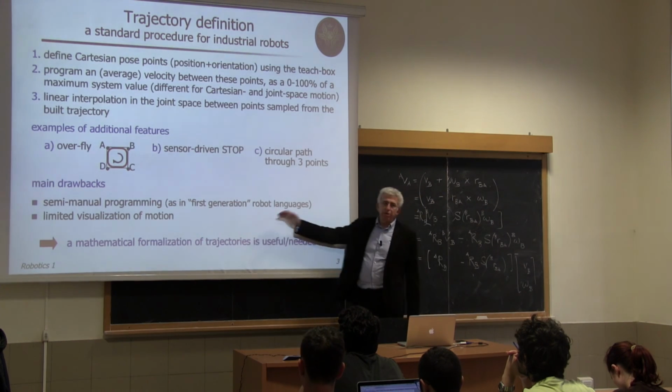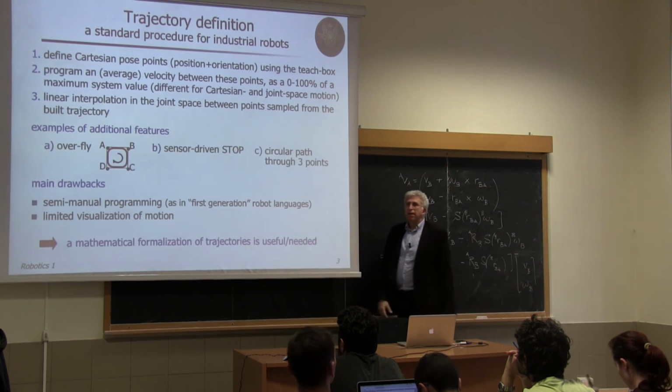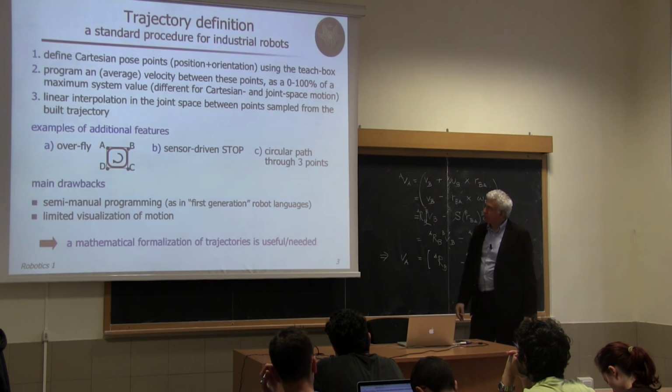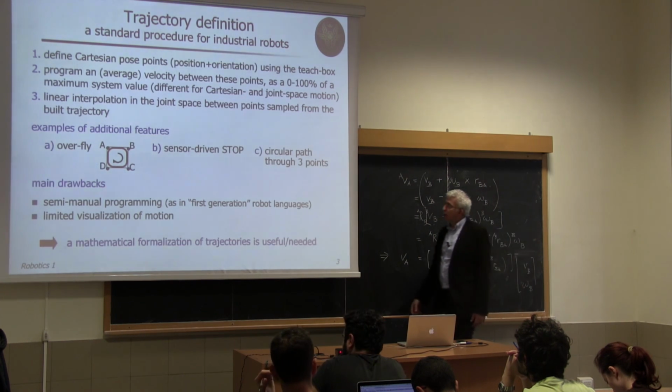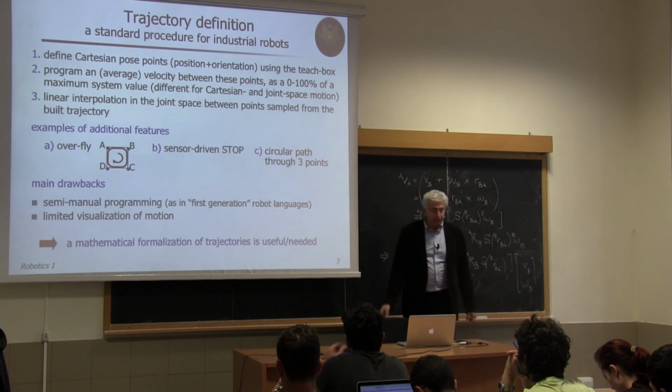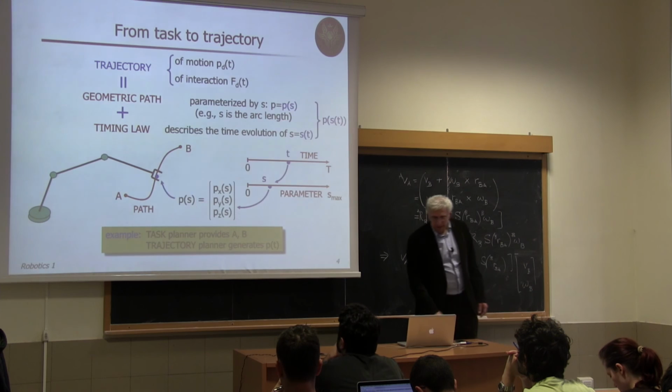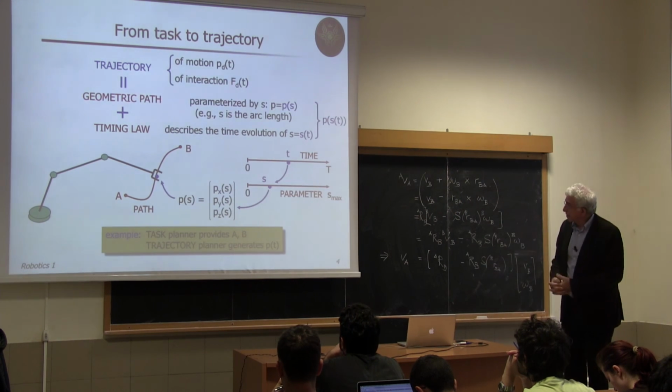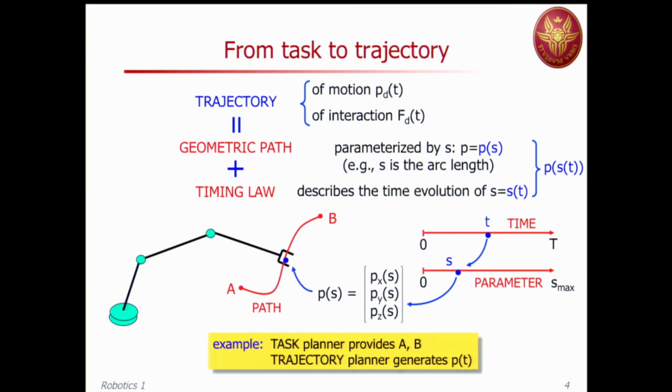This is why, if we want to be able to do trajectory planning in a smart way, we need to give a mathematical formalization to the trajectories which will be generated. Okay, and this is what we will do with some examples. The first concept, as I introduced already in the first lecture, is that for us a trajectory for robots, again, motion or interaction force, but forget about interaction force, is a combination of a geometric path and a timing law, okay?